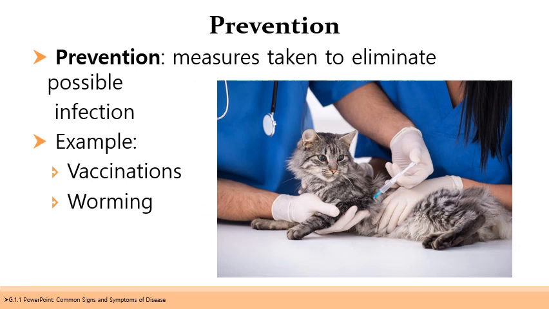Finally, an ounce of prevention is worth a pound of cure, my grandmother used to always say. Prevention are those measures that we take to eliminate a possible infection in the future. So most good animal producers understand the value of vaccinations for their animals to prevent disease and deworming their animals to prevent worms and parasites, internal parasites, from stealing the nutrition from their animals.